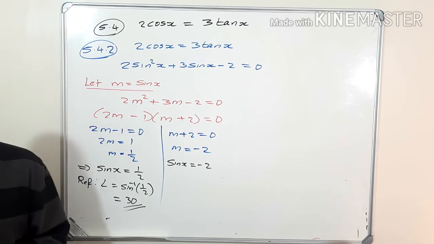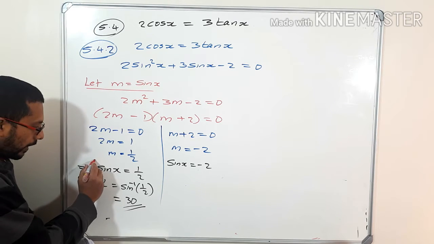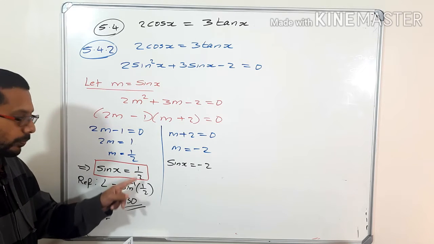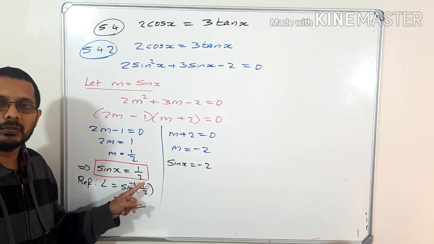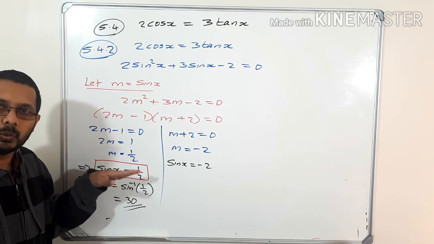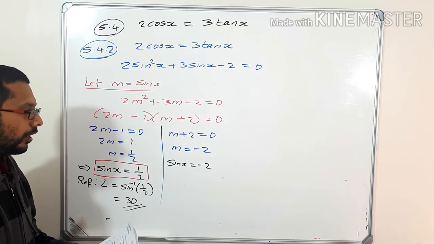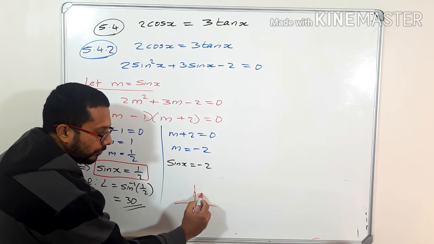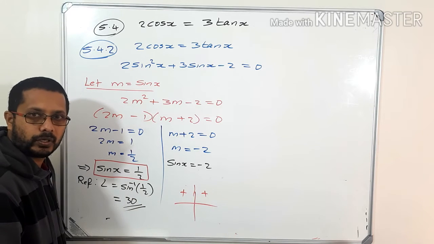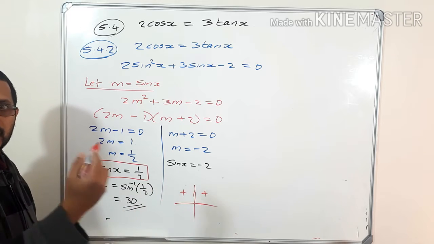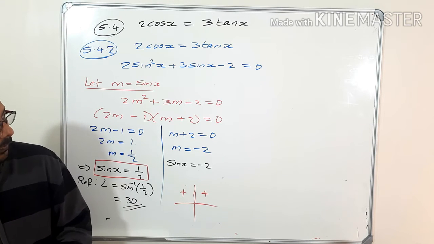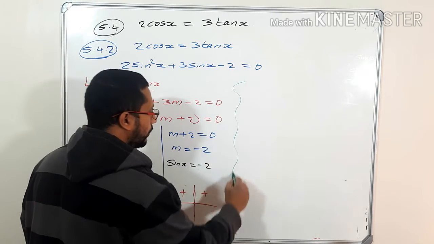Now look at this one. Sin x is equal to half. Is it positive or negative? Of course it is positive. Half means positive, the value of sine is positive. Sine is positive in which quadrants? Sine is positive in the first quadrant and the second quadrant. So we have to consider both of them. Let me write it here, the continuation of that one.